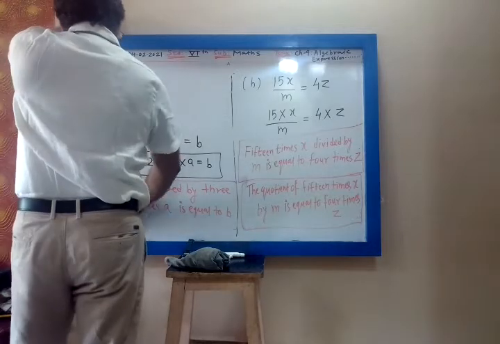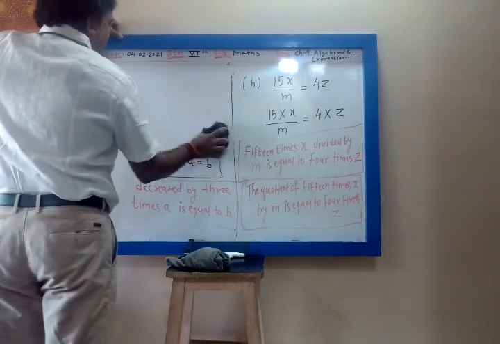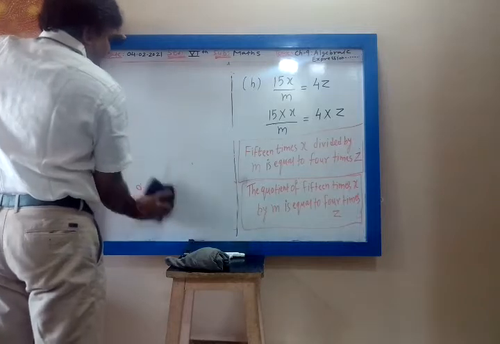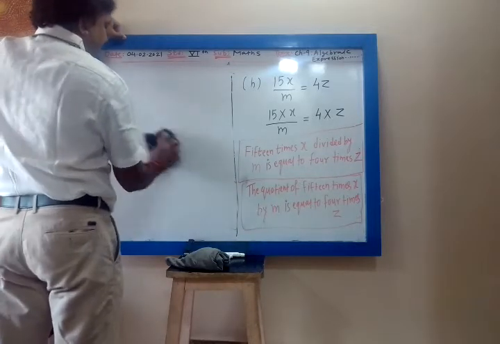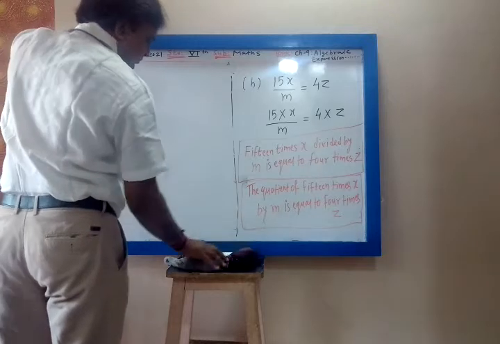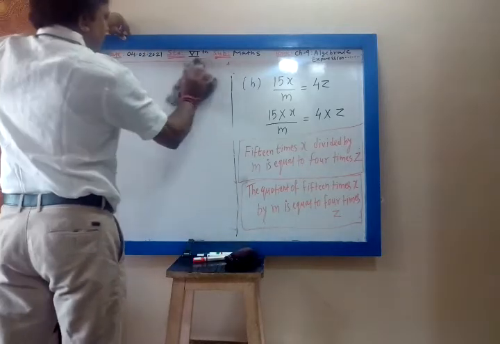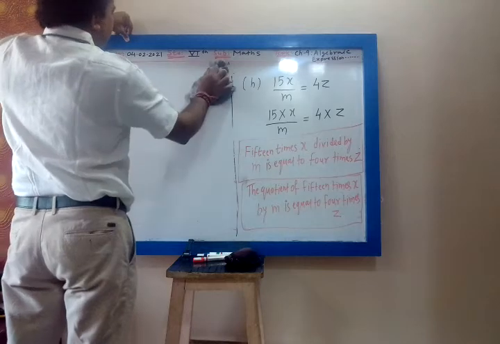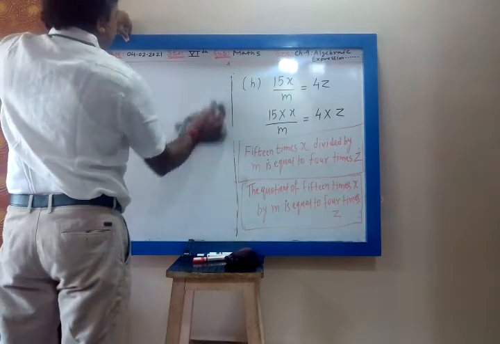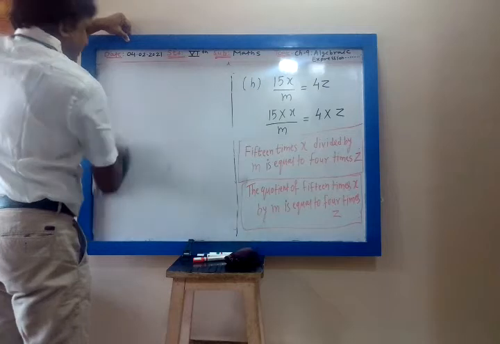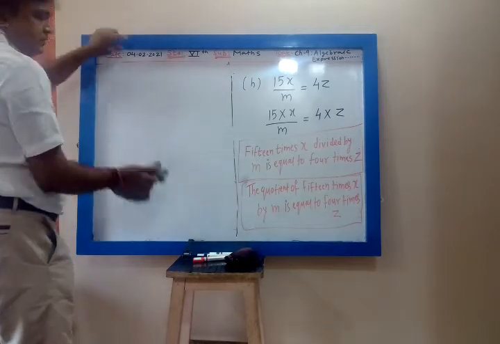The quotient of 15 times x by m is equal to 4 times z. 4z means 4 times z. 15x means 15 times x. Equality sign means is equal to.